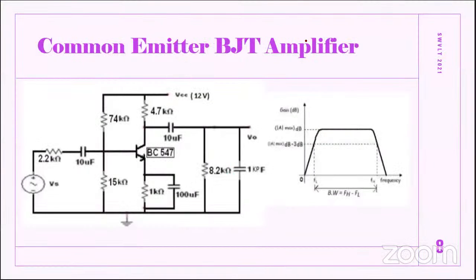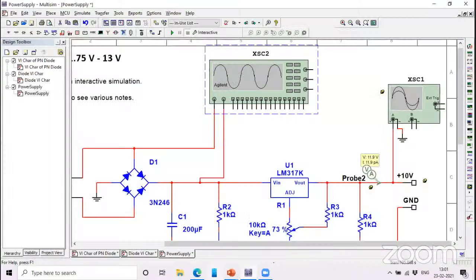My next one is the common emitter BJT amplifier, and I will quickly go through this within 1 or 2 minutes. It has already been designed, and I will just open it and show you.